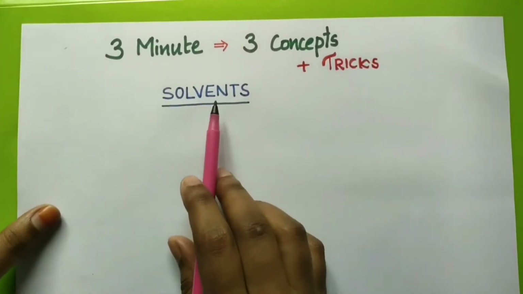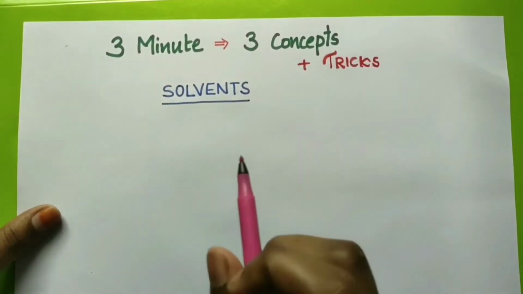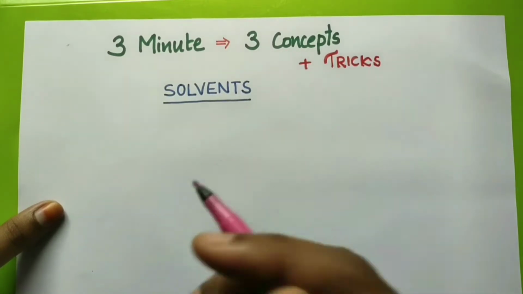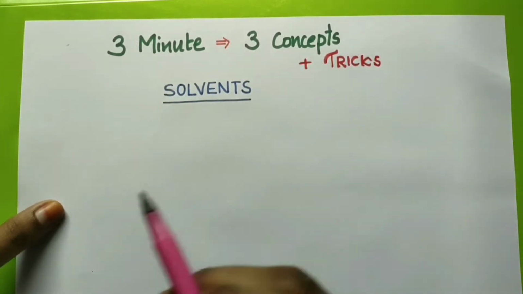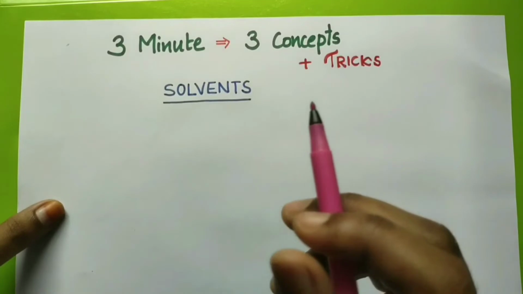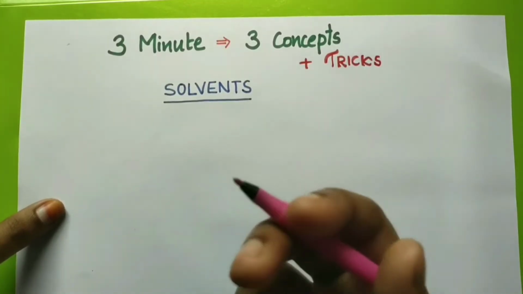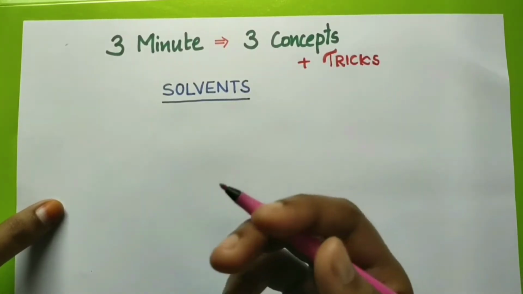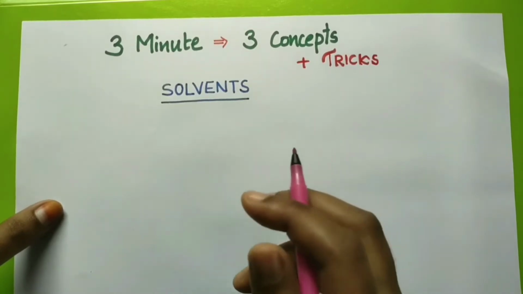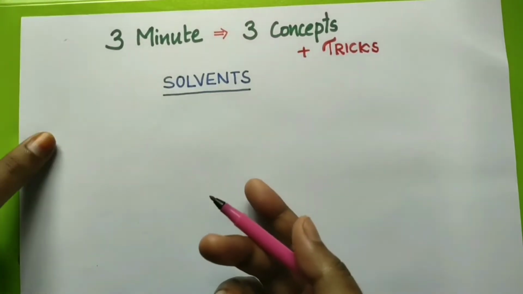So starting with solvents, we know solvents are a medium. Medium for what? For a reaction. For a reaction, solvents are used as a medium. Solvents may be liquid, gas or solid. We mainly use liquid solvents for our reactions. Why do we use solvents in a reaction?